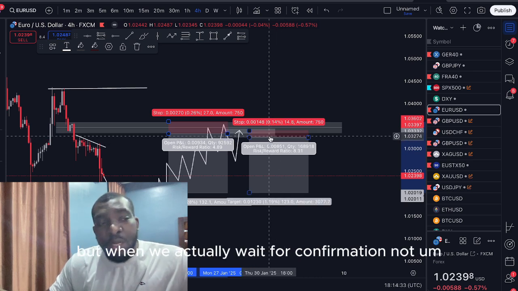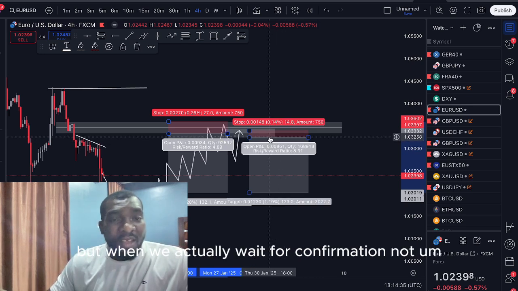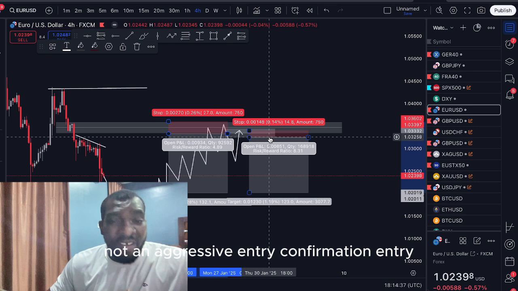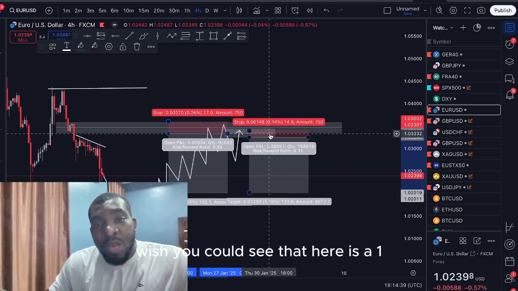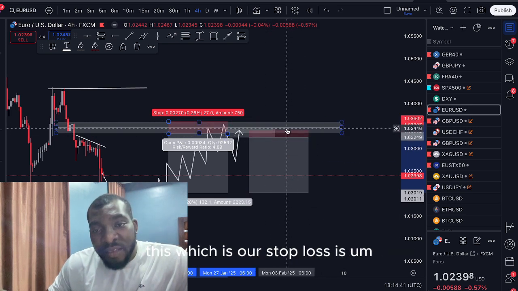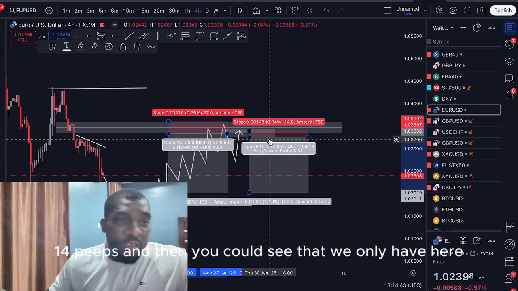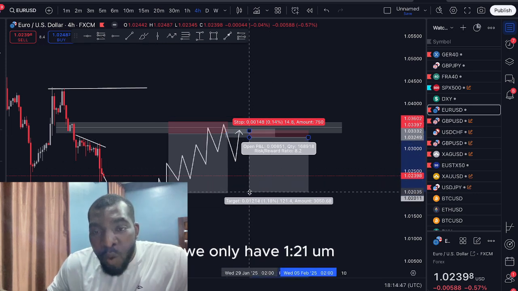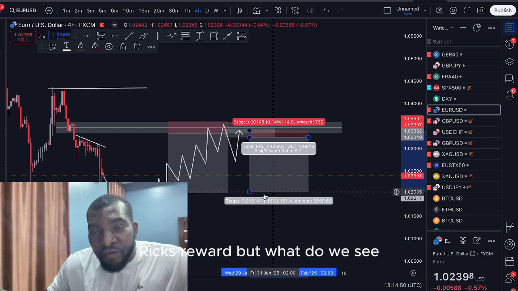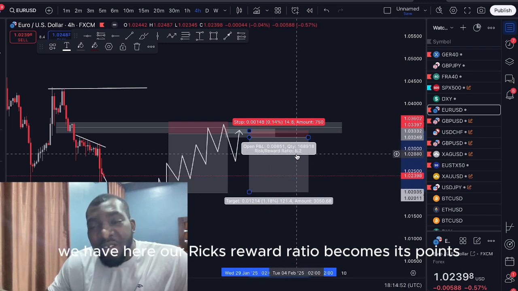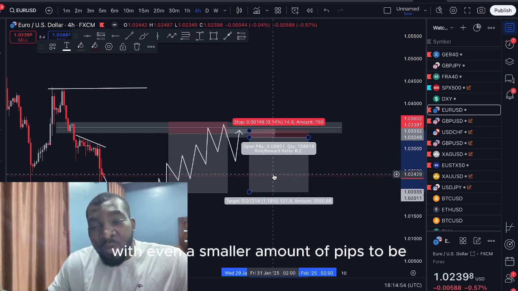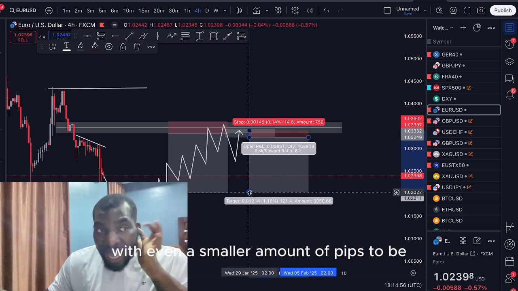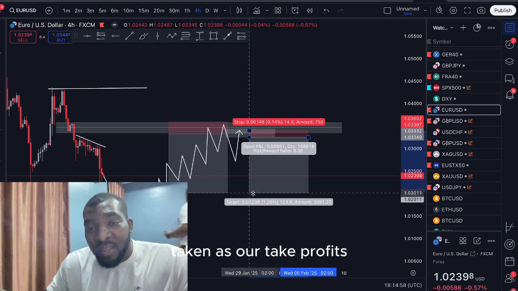But when we actually wait for confirmation, not an aggressive entry, a confirmation entry, you could see that here our stop loss is 14 pips, and then you could see that we only have a 1:1 risk reward. But what do we see we have here? Our risk reward ratio becomes 8.2, with even a smaller amount of pips to be taken as our take profit.